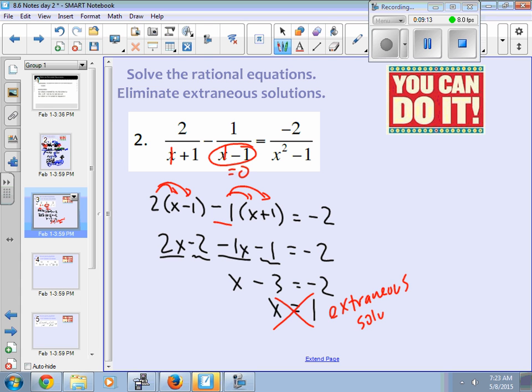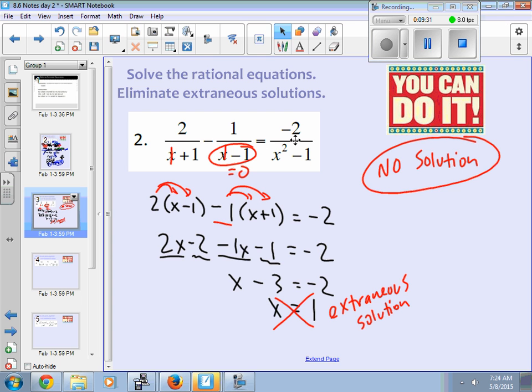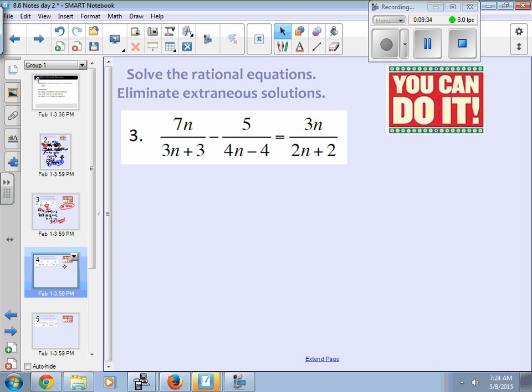solution. Now, the last problem, we had another solution to go with, so we were okay. This was the only answer we got, was 1. And because that was an extraneous solution, there actually is no solution to this problem. There's no number we can put in for x that is going to make these two sides equal. So this one has no solution. All right, let's try another one here.